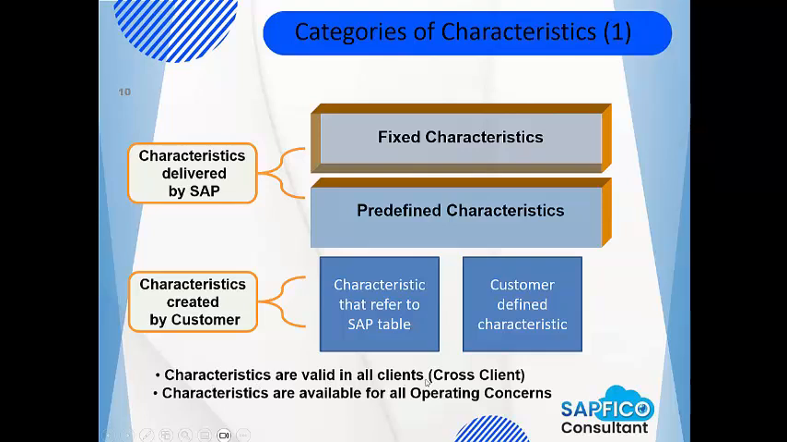Characteristics are valid in all clients. That means once you create it, it is available cross-client. And characteristics are available for all operating concerns, so we can just select it in our operating concern.